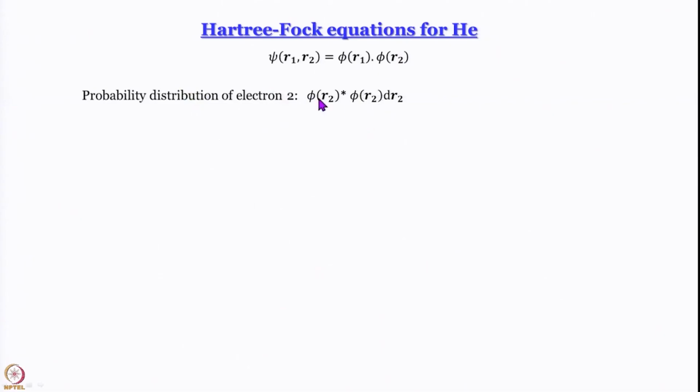So, phi star phi dr2, as we know, gives us the probability distribution of electron 2. Phi star phi gives probability density. In case you are confused about this, please go back and have a look at the discussion we had while talking about hydrogen atom orbitals a few weeks ago. Now, since this is the probability density, what happens if I multiply it by electron charge? Yeah, I should get charge density. So, this probability density is a measure of what is in classical mechanics called charge distribution.